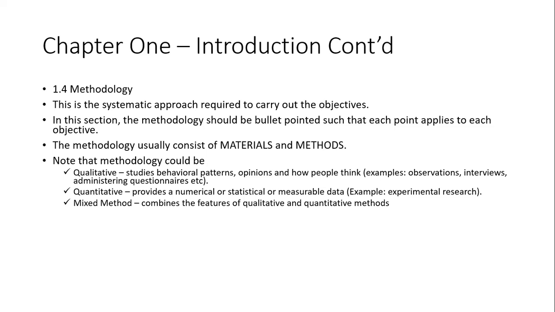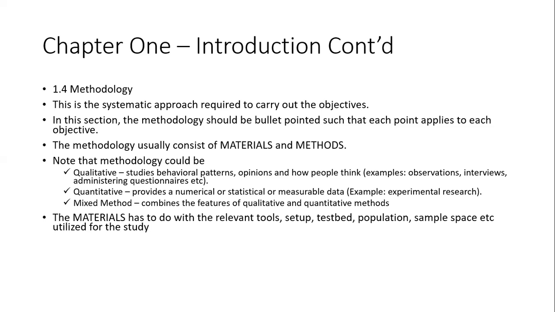But in the applied sciences, we are more tilted towards the quantitative approach, which provides numerical or statistical measurable data. So we have experimental research, okay? You want to design or prototype a particular idea, or better still, you want to set up an experiment to come up with some findings. Then we also have the mixed method, which combines the features of qualitative and quantitative methods. So the materials has to do with the relevant tools, setup, the test bed, population, sample space, and so on, utilized for the study.